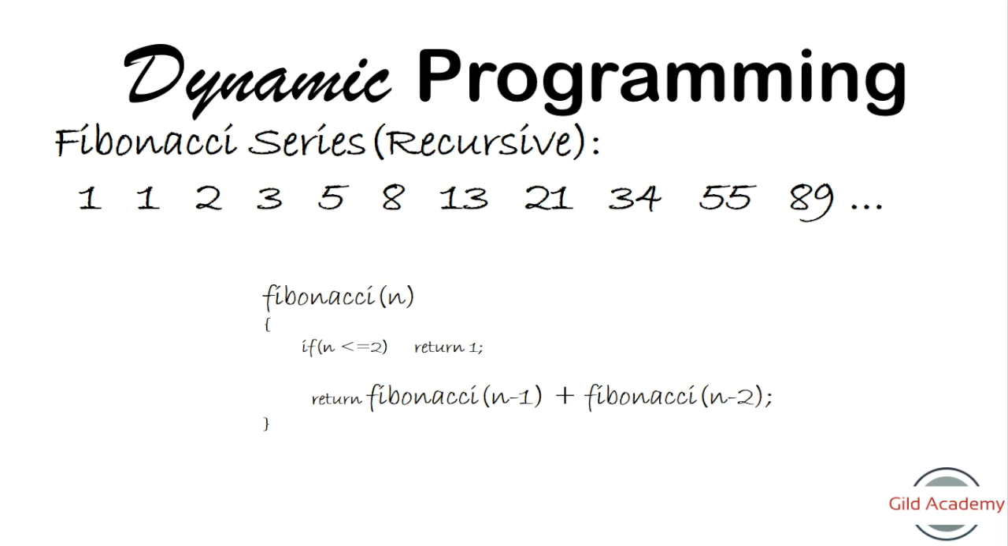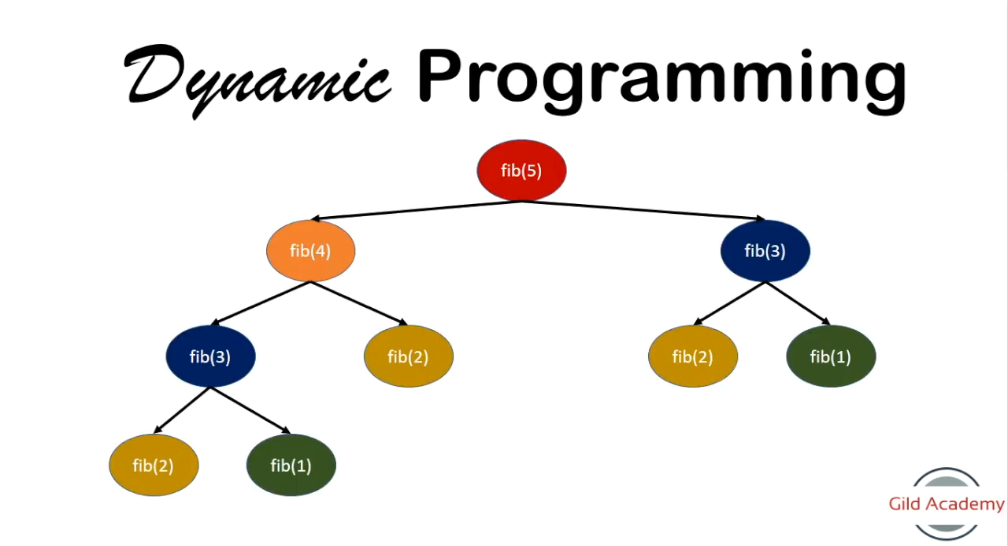Let's try to understand the hierarchical representation of the problem when we are trying to find the fifth value of the Fibonacci series. So when we are trying to find the fifth value of the Fibonacci series, we can see that we need to find the fourth and the third value of the Fibonacci series, and the fourth value of the Fibonacci series is basically going to be the sum of the third and the second value. In order to find the third value of the Fibonacci series, we need to know what the second and the first value are, and we need to add them both.